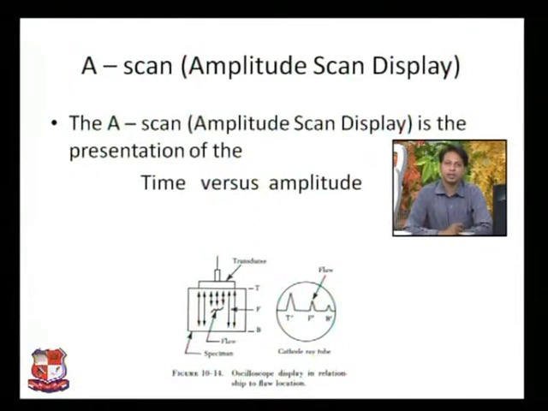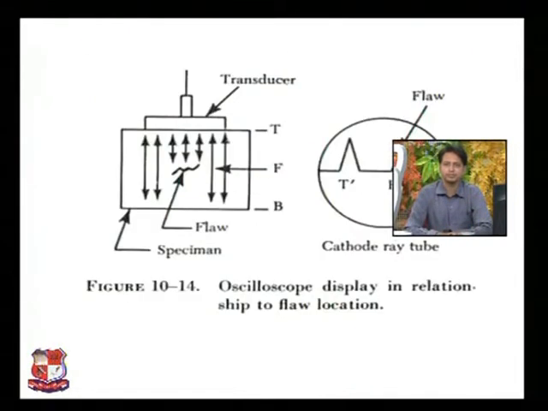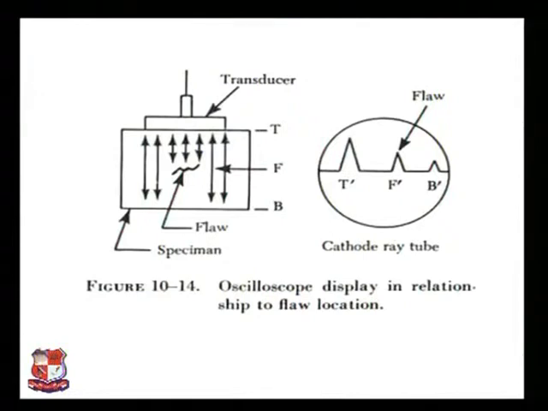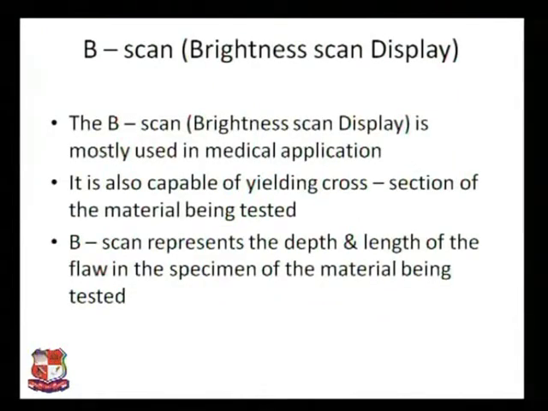If the material has a larger defect, the amplitude will be proportional to it. If the defect present inside is larger, the amplitude will also be larger. You can see that picture here. Between T and B is the cathode ray tube on which you can observe the pulse which represents the defect. Let us go to B scan.